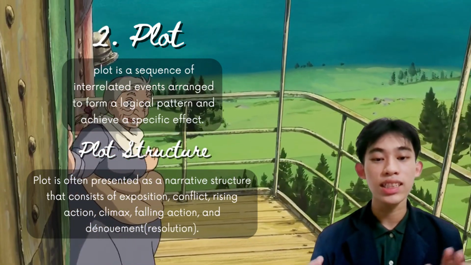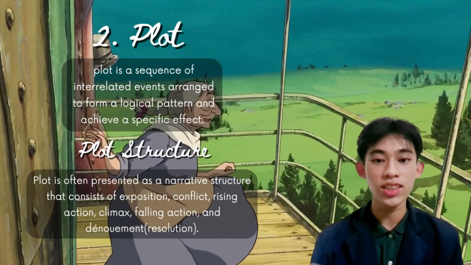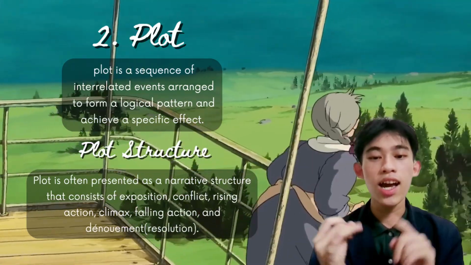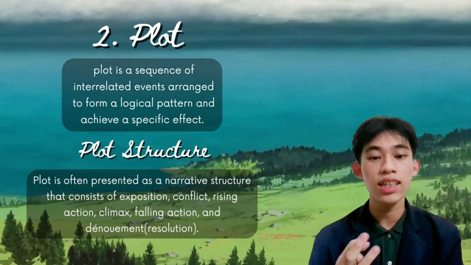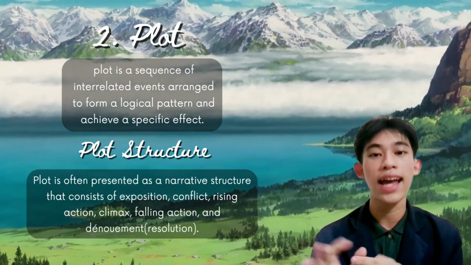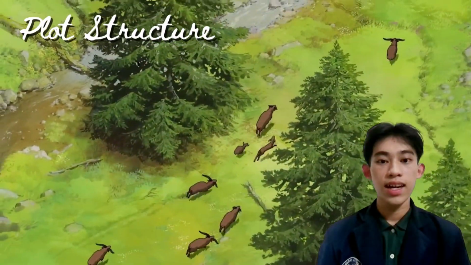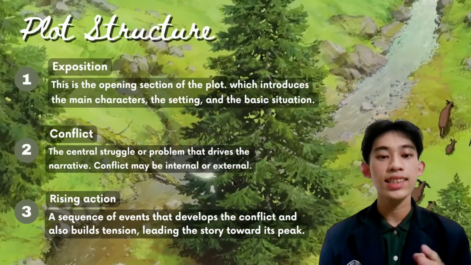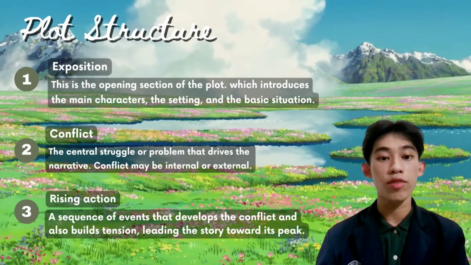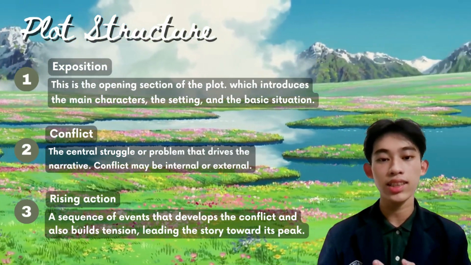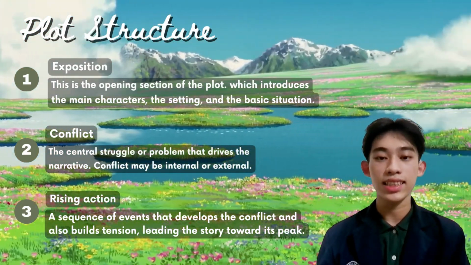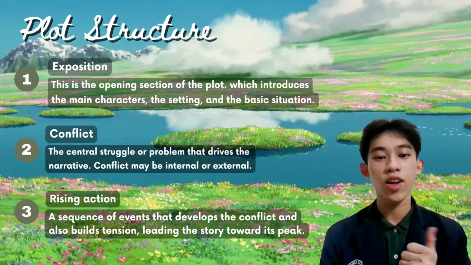So, plot is often presented as narrative structure that consists of exposition, conflict, rising action, climax, falling action, and resolution. So, let's understand one by one. First is exposition. This is the opening section of the plot which introduces the main characters, the setting, and the basic situation.